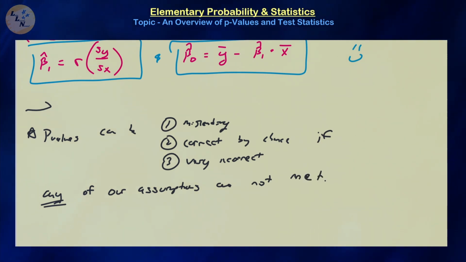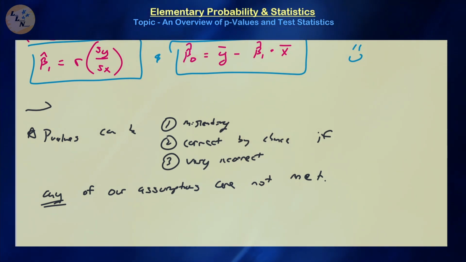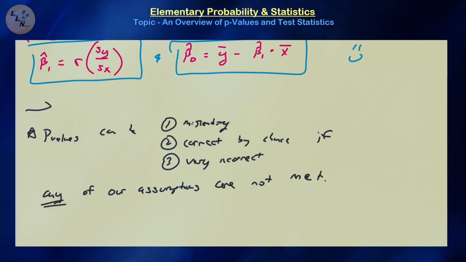And what do I mean by our assumptions? Keep in mind, if you want to use a pooled variance t-test, then we require that the population variances be equal to each other or close to equal to each other for these linear regression parameters. And for practically every z, t, chi-square, F critical value based test statistic, we always assume that the populations we're sampling from are normally distributed. So if our assumptions are not met, our p-values can be misleading, correct only by chance, or very incorrect. So you have to be very, very careful.